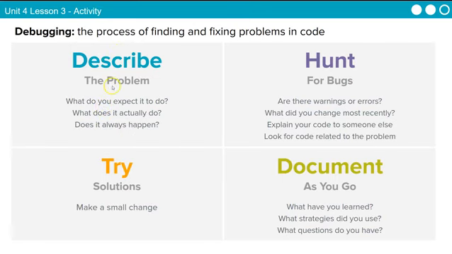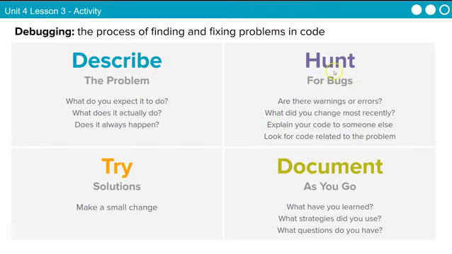Once you can describe the problem, they next want you to hunt for the bugs. So look to see if there's any warnings. What did you change most recently? Maybe that created the bug. Try to explain your code to someone else, see if you can find your error in there, or look for code related to the problem.